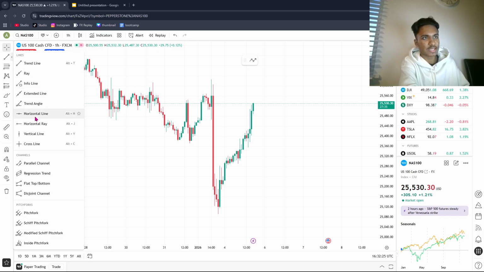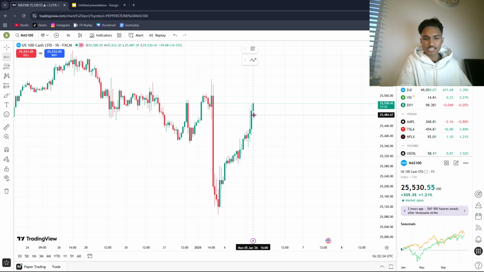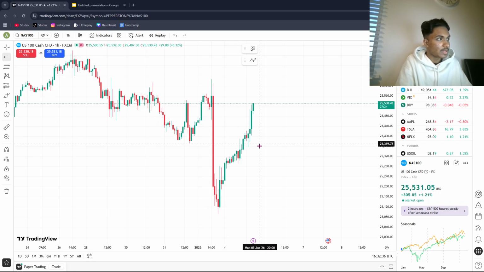I'm going to use this because I prefer it a lot. It's called the horizontal ray. Come here and then press this little button right here and look for horizontal ray. So essentially, I'm going to mark out all the lows. So where's the low that I see?